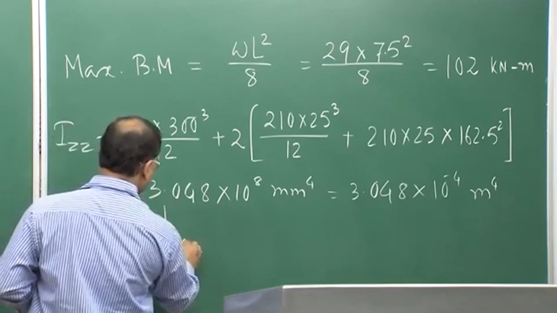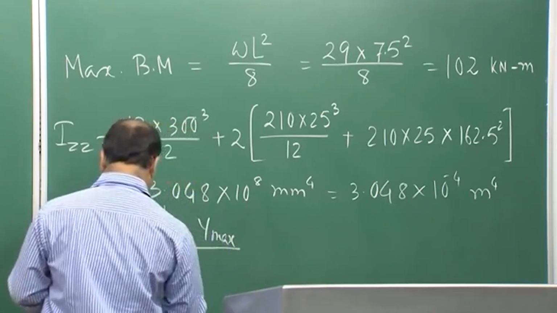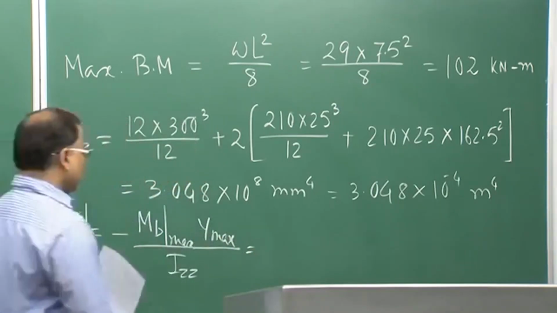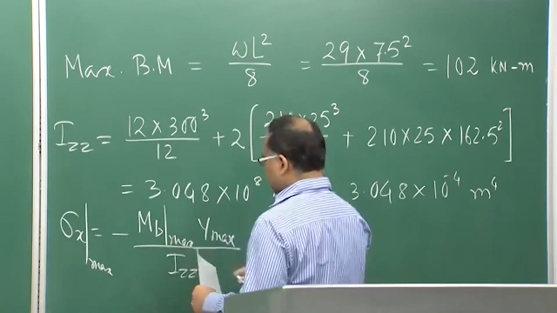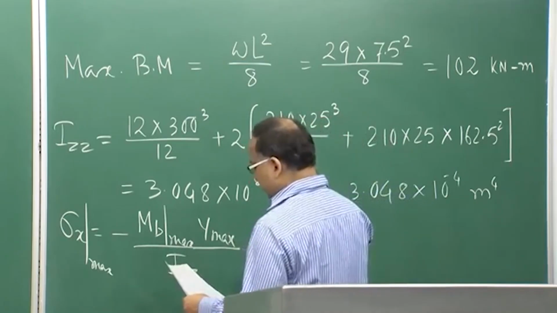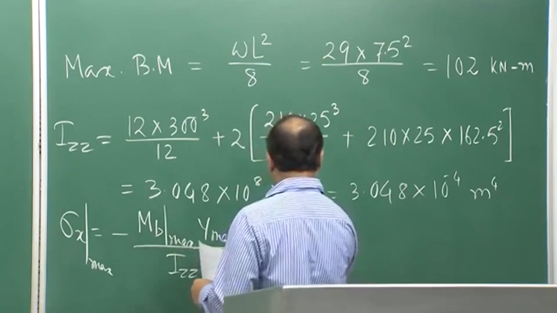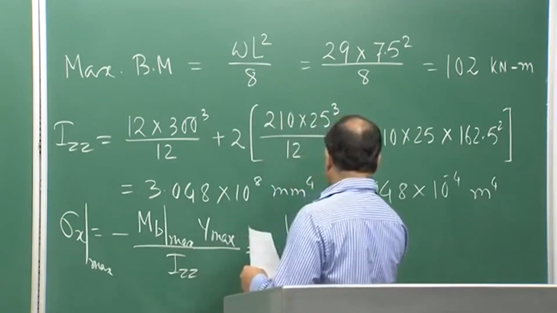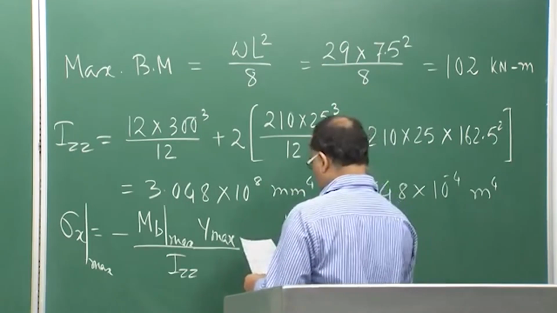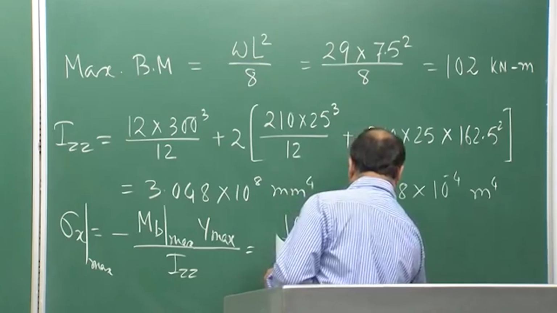If this has to be maximum, this is also maximum, y max divided by I zz. So, that comes as, so MB is given. So, we are just putting the values, MB is equal to 102 into 0.175 in meter, by 3.048 into 10 to the power minus 4.